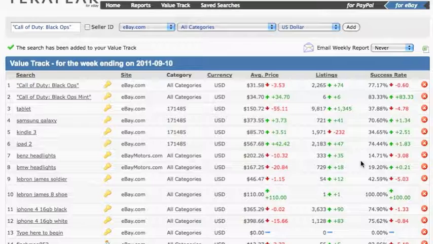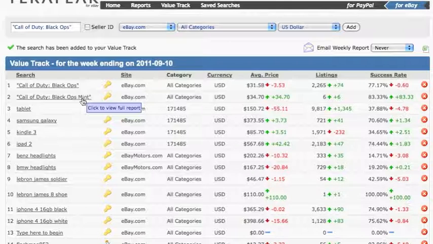Let's assume that we were a video game seller and wanted to sell a video game called Call of Duty Black Ops. You can see that we entered in the first two entries, "Call of Duty Black Ops" surrounded by quotes and "Call of Duty Black Ops Mint" surrounded by quotes. The differentiating keyword is the word mint.